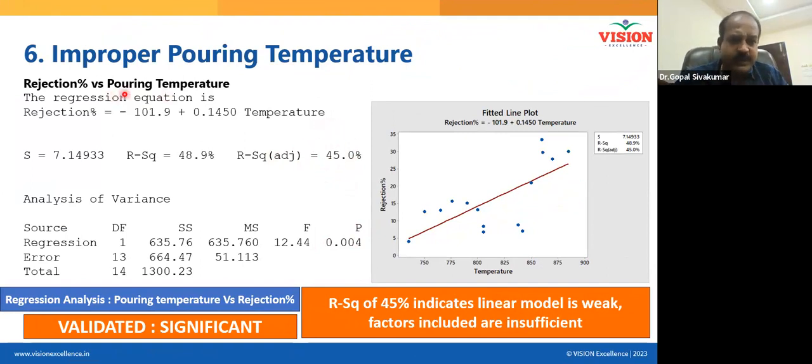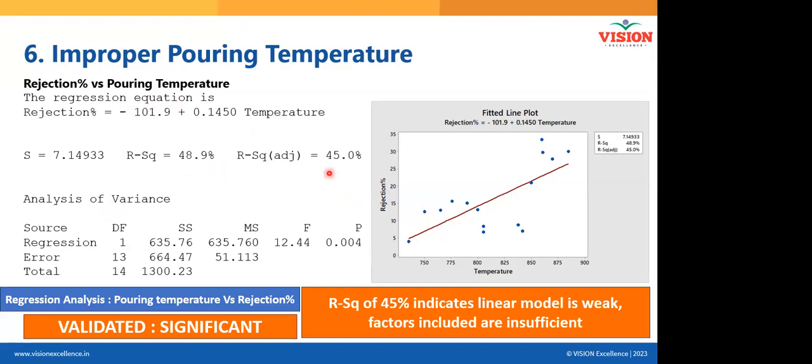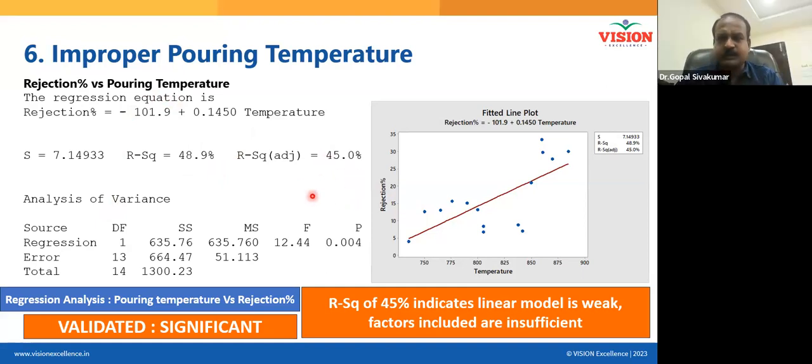Here, we have considered only pouring temperature. Actually, the casting quality does not depend just on pouring temperature. It also depends on other factors. However, we have now studied only the influence of pouring temperature on the rejection rate. So that's the reason why R square is low. If you really want a higher R square, you have to consider many factors, in the sense that all critical factors have to be considered in your study. Then only R square will go up.